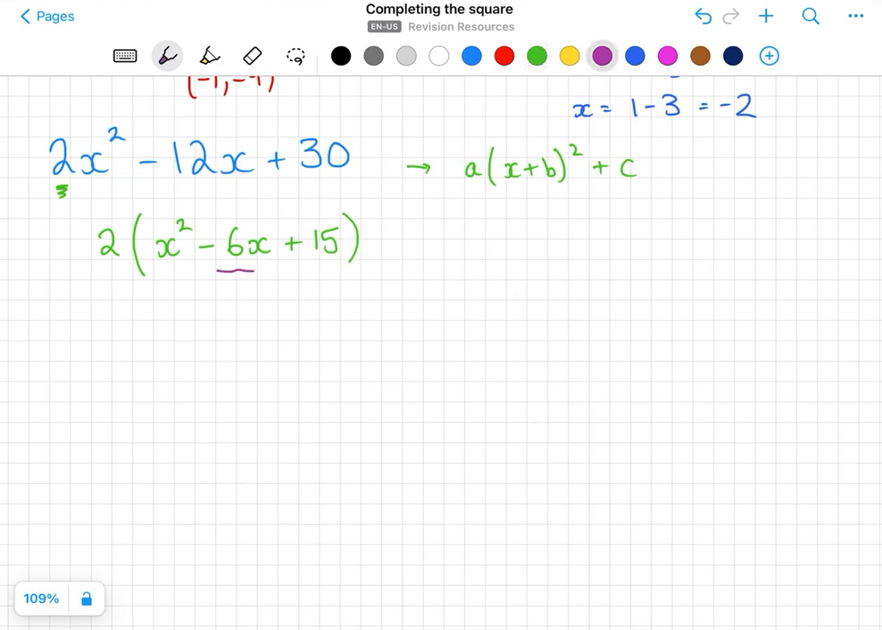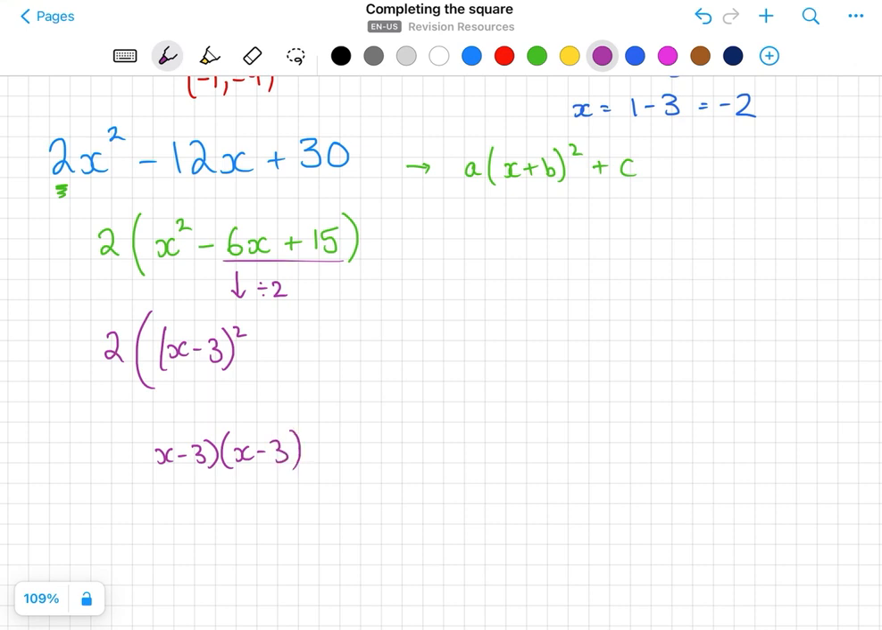Now we complete the square as we have done in the steps above. So we are going to divide by 2, leaving us with (x minus 3) squared. Bear in mind that the 2 has been carried over. So let's expand and simplify (x minus 3) times (x minus 3). And that leaves us with x squared minus 6x plus 9. But we want to get to plus 15. So we need to add 6.